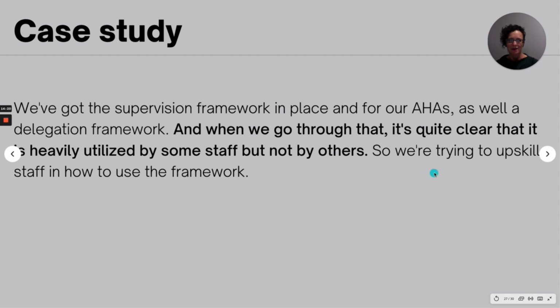Here's the key indicator that I was talking about earlier. The CEO discussed that they've got the supervision framework in place for their AHAs as well as a delegation framework. But when they go through that, it's quite clear that it's heavily utilised by some staff and not by others. That would be a key indicator that helps you to identify where you might need to make changes and improve the efficiency and effectiveness of your assistant workforce. And this is how they did it. So we're trying to upskill staff in how to use the framework.